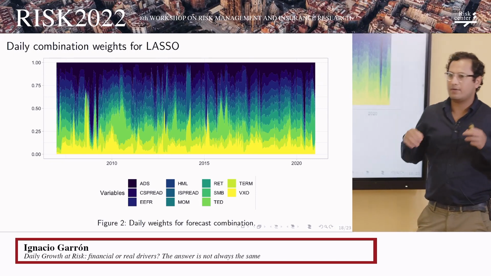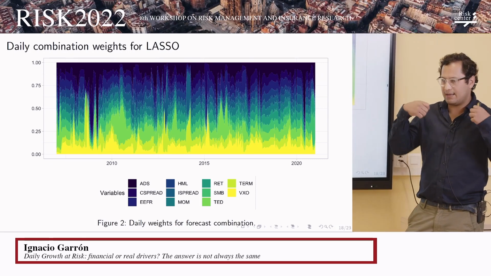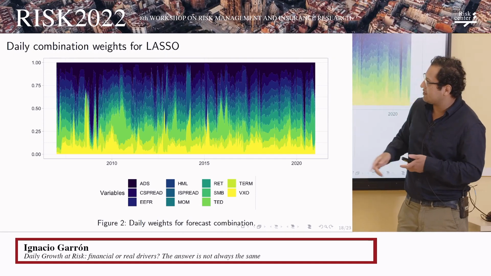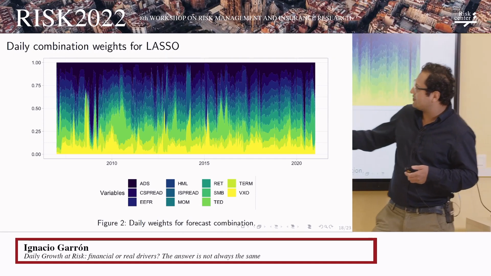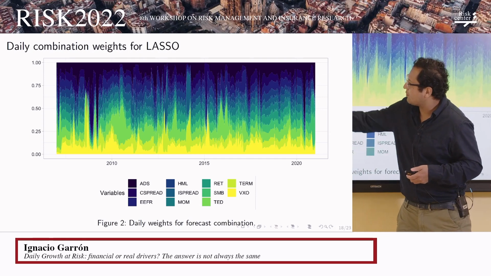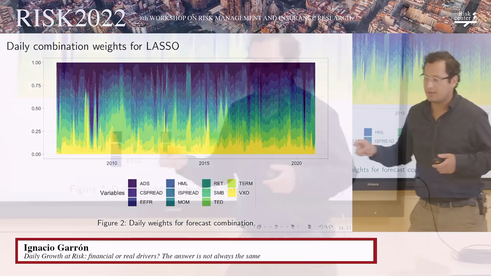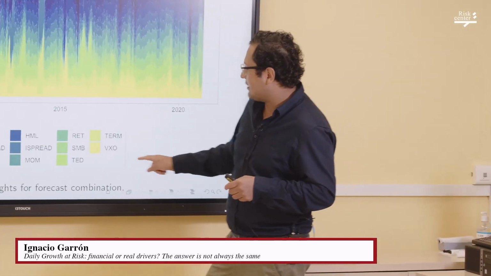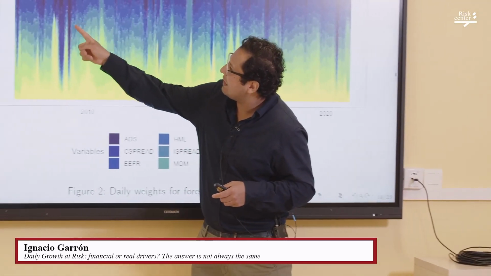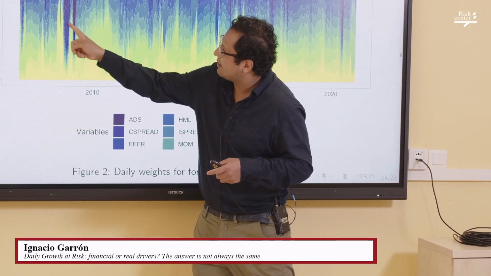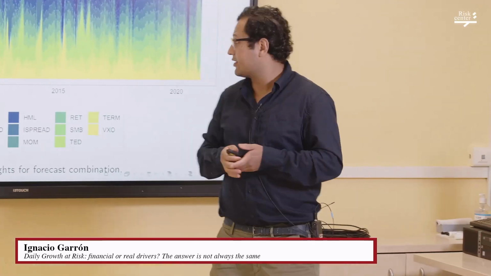For each one, recall that we estimate one model. We see that during the global financial crisis, the model which incorporates the VXO has a higher share, a higher weight, a higher W. And the credit spread, which is the second darkest bluish area, also has a higher share.